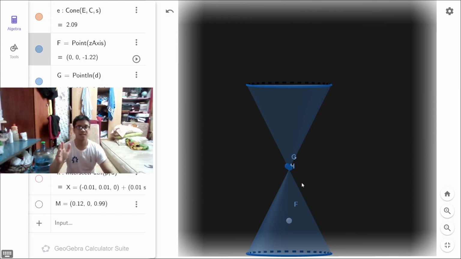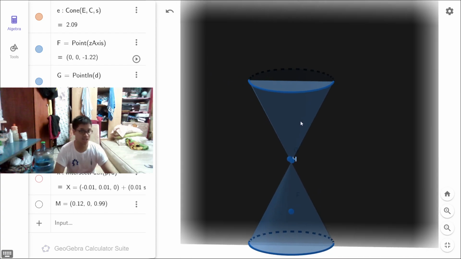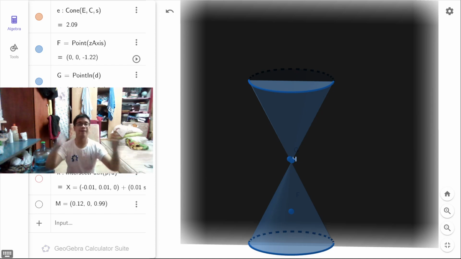So this is a degenerate case. This is not a conic section. This is a degenerate case of conic section. All right, so now, I think we can switch back to the presentation.